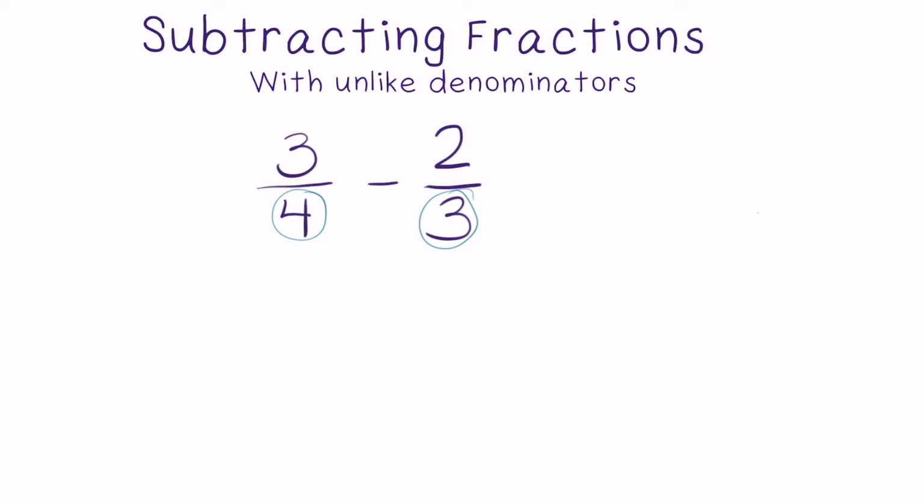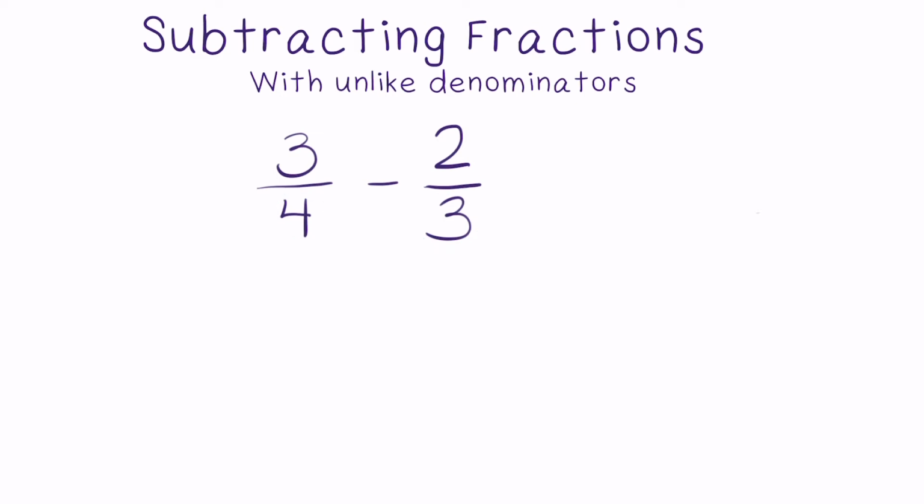The first fraction is representing how many out of 4 equal parts, and the second fraction is representing how many out of 3 equal parts. Because of this, with this problem, and any time you have a subtraction of fractions problem with unlike denominators, we have to find the least common multiple between the two denominators.